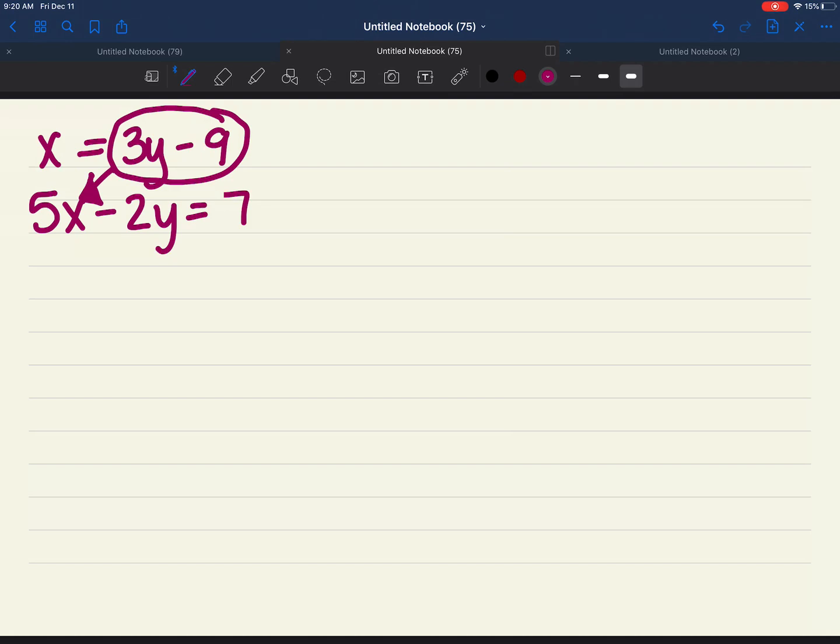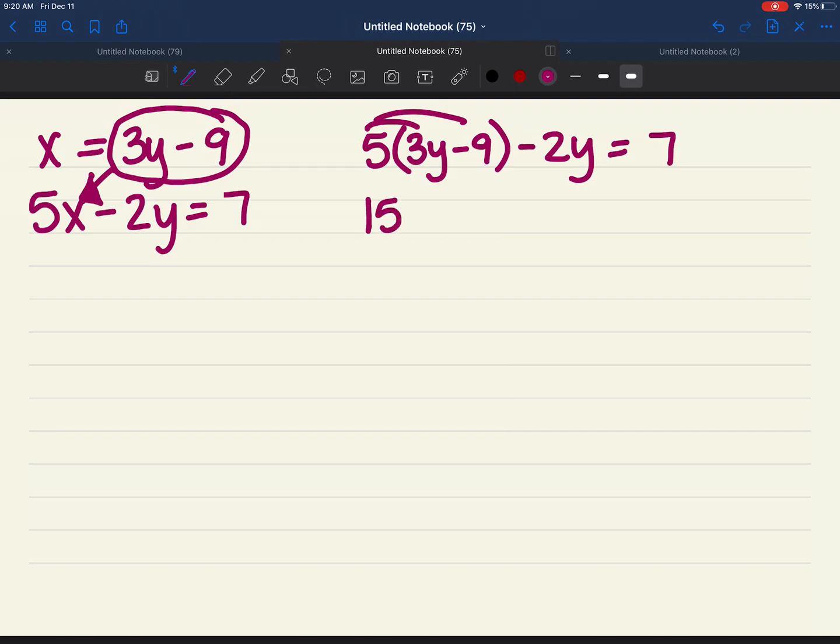So go ahead and tell me what I would get when I plug that in for x, Nick. 5, parentheses, 3y minus 9, minus 2y. You want to go and solve? I do. Good choice. Go for it. Distribute. What do you get? 15y and negative 45. Minus 2y.